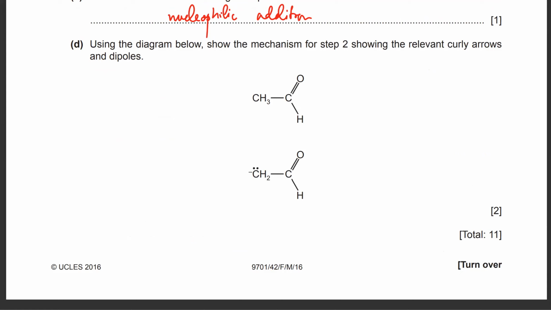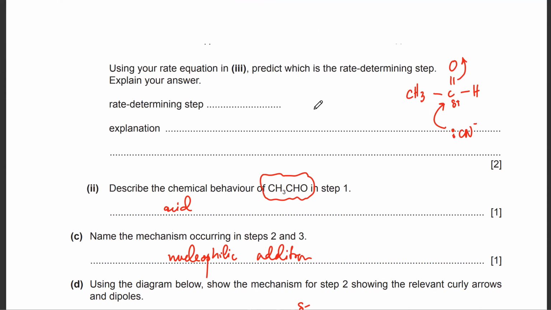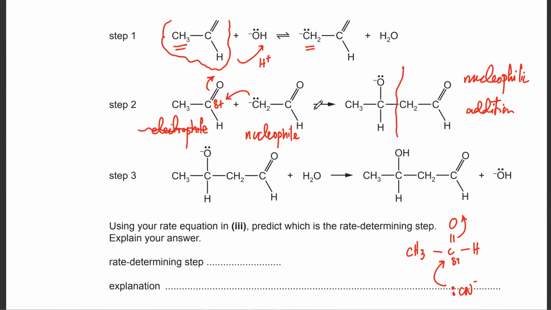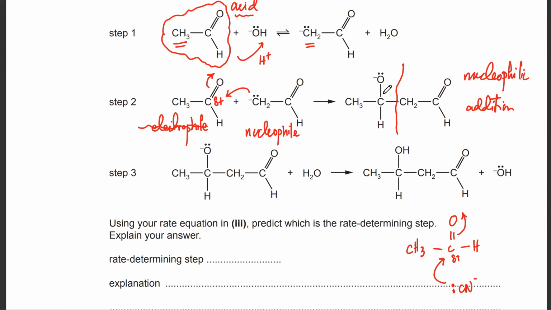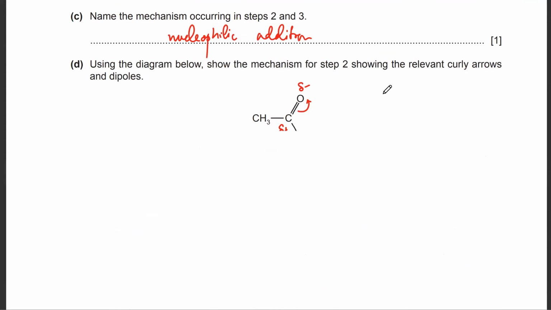Anyways, the next one is the diagram below to show the mechanism, showing the relevant curly arrows. So that was easy. We drew it over there as well. This is what we drew over here as well, that the CS2- was attacking the carbon positive and the double bond electrons were getting repelled.